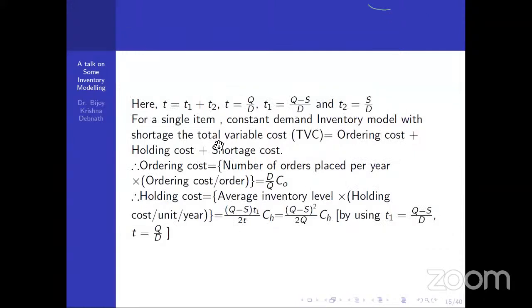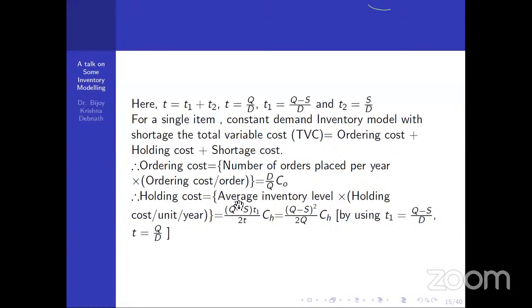Then what are the variable costs involved? That is ordering cost, holding cost, and shortage cost. Ordering cost, basically, as I said, is the number of orders placed per year times the ordering cost per order. So what is the number of orders? D by Q. And what is the cost? C naught. So D by Q into C naught.